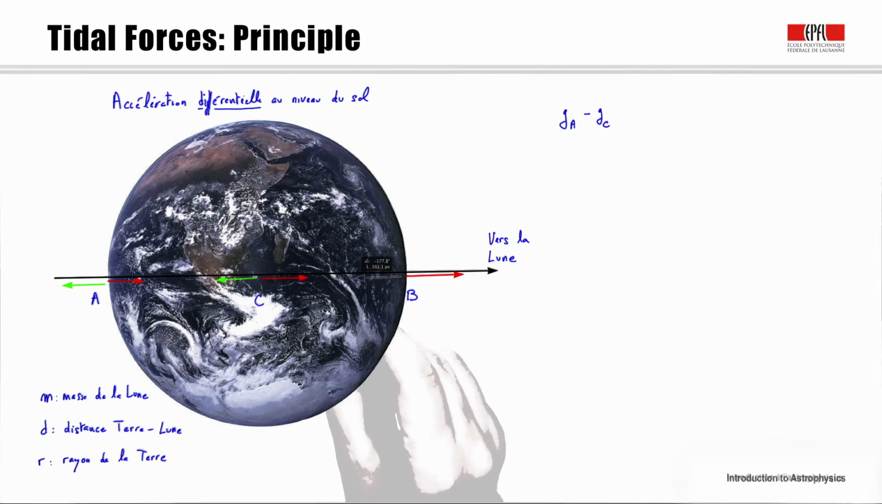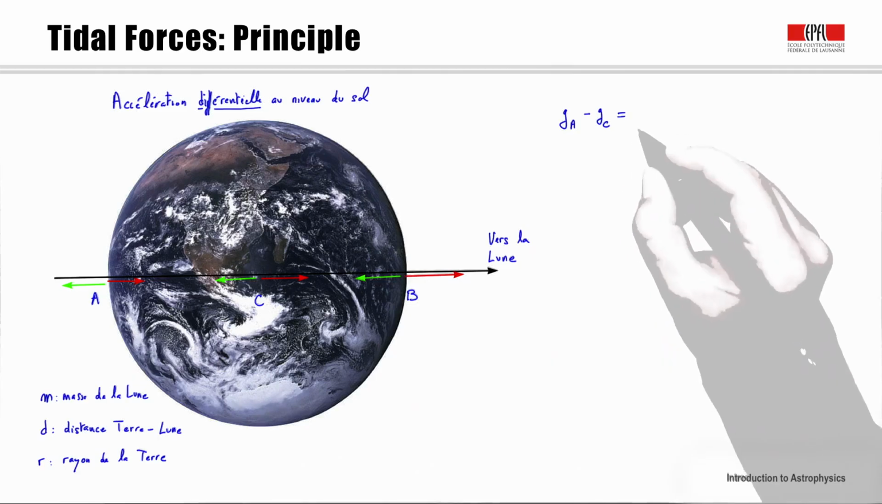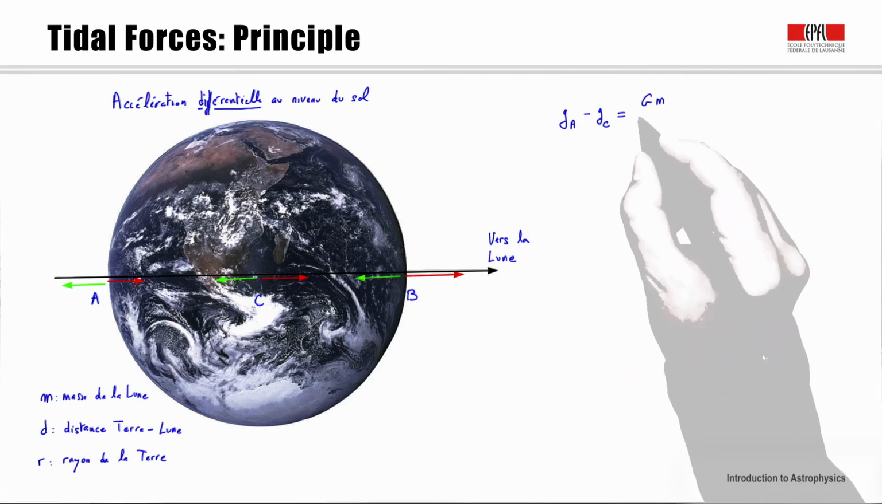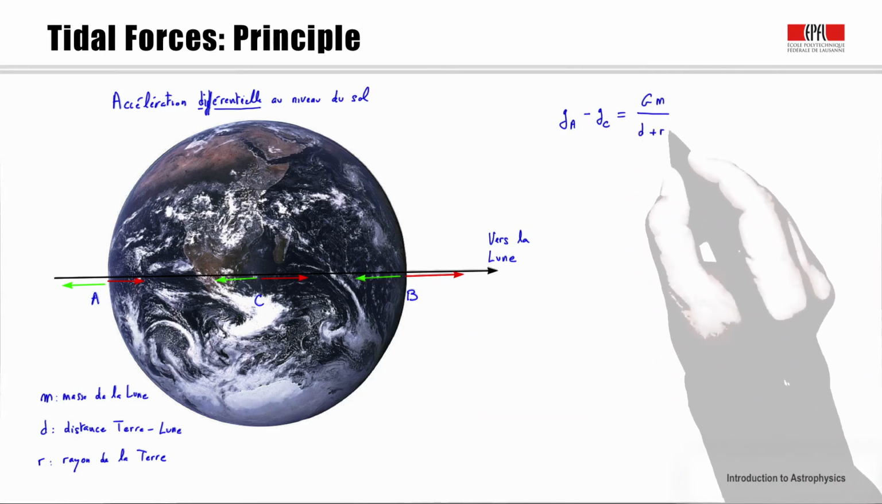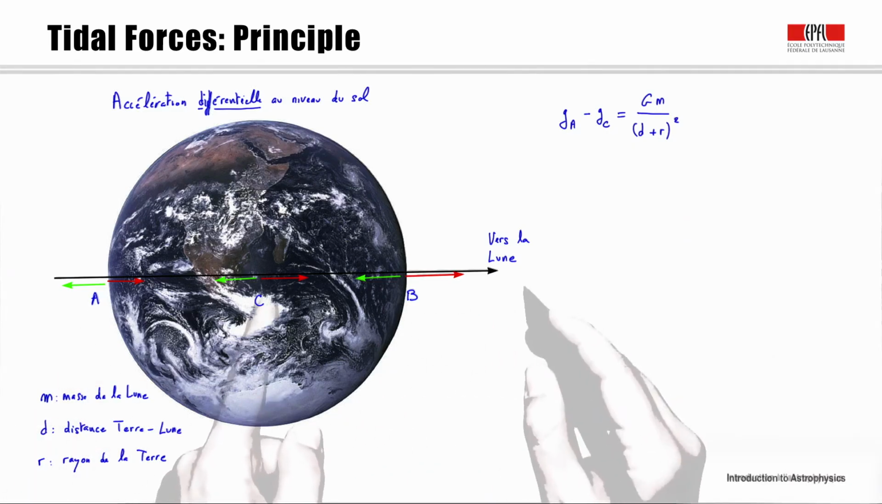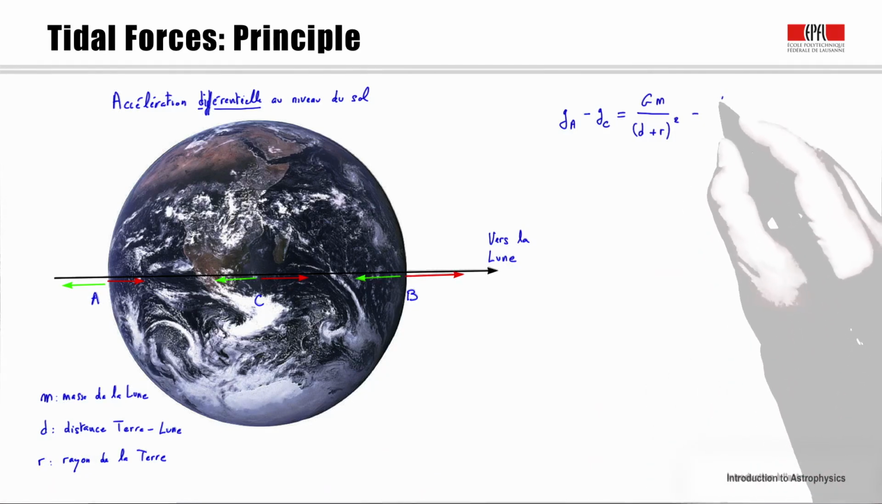Now one can calculate GA minus GC and GB minus GC, which is the tidal force, the differential force that describes the acceleration experienced at this point with respect to the center of the Earth, or at this point also with respect to the center of the Earth. Rewriting the equation using m as the mass of the Moon, GA equals GM divided by (d plus r) squared. A is at distance d, Moon minus Earth distance, plus r, Earth's radius. GC equals GM divided by d squared.